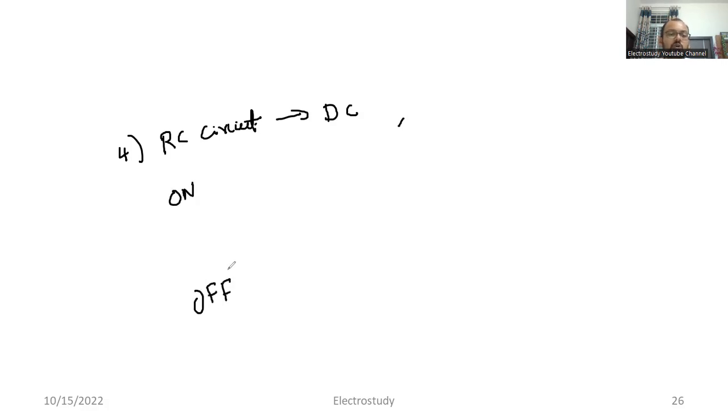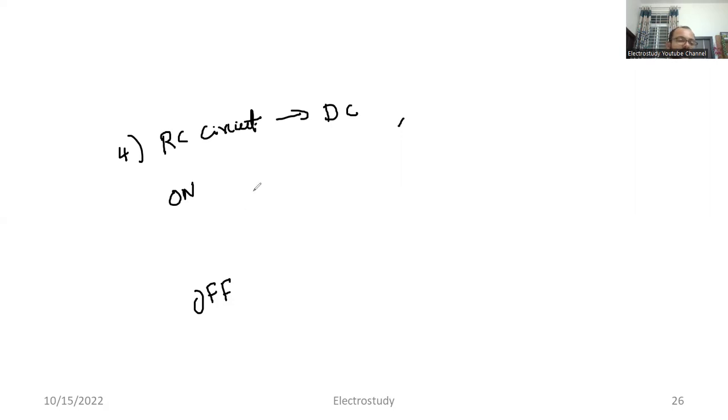Then fourth point. We have to talk about the RC circuit supplied with DC. Here also you have to explain on and off condition. So you know the RC circuit, right? When it comes to capacitor, we need to focus on the voltage. In case of inductor, we have to speak about current. Here, voltage is the variable. So the capacitor prevents changes in voltage. That point you have to note down. So that is regarding RC network.